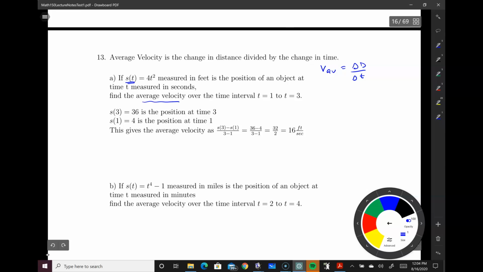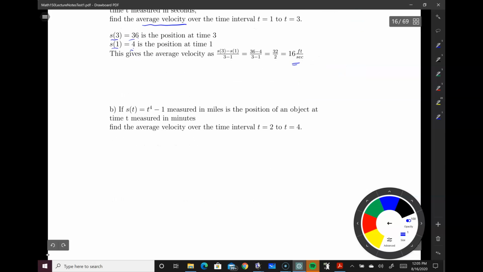So if I'm asking you to find the average velocity between time 1 and time 3, I need to find its position changes. So to find s of 3, where it's at time 3, I put 3 into this function, and that's how I got 36. So s of 1, I put 1 into this function, and that's how I got 4. So this is the position at 3, this is the position at 1. So s of 3 minus s of 1 gives me the change in the distance. 3 minus 1 is the change in time, so this gives me the average velocity.